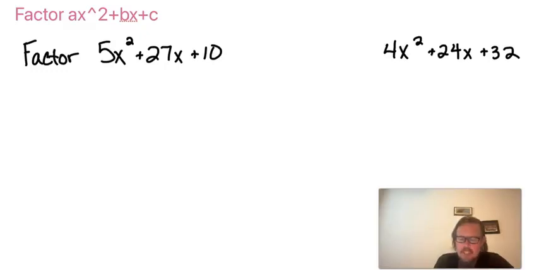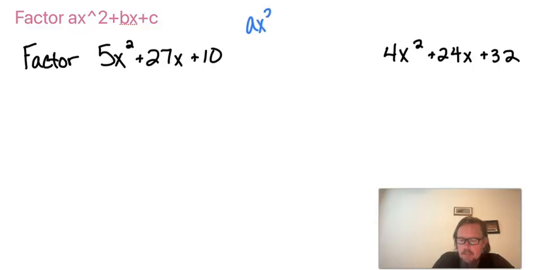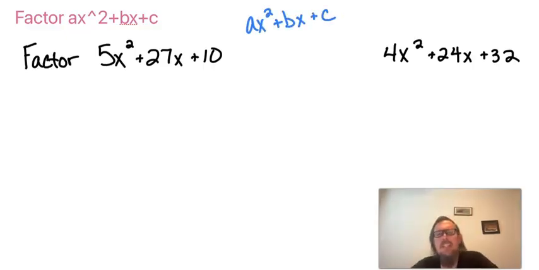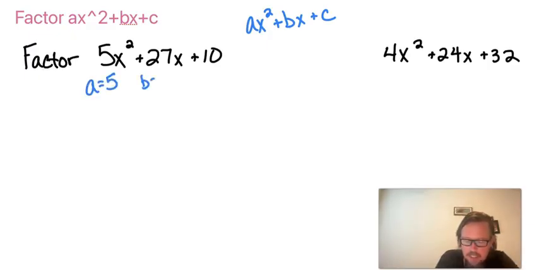I said in a previous lesson that trinomials are written in the form ax squared plus bx plus c, but then after I said that, we really just focused on the b and the c because a has always been 1. But sometimes a is not 1, as you can see in these two expressions. And so now a is going to start to matter. So a is 5 here, b is 27, and then c is 10.